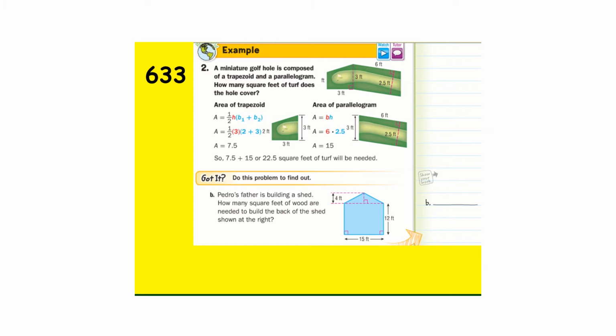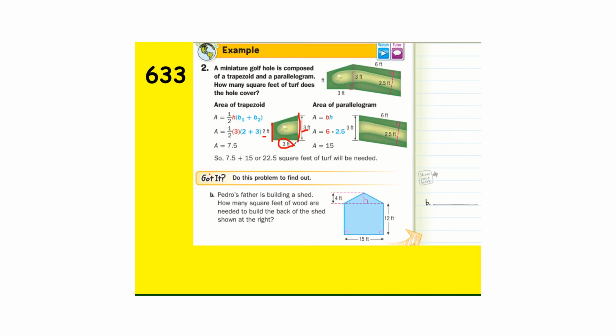First of all, you have to find your two bases on a trapezoid. Your bases are not always the top and the bottom. Sometimes they're the sides. Your bases are the two that are parallel. So looking at the golf course, which two are parallel? Okay, this one and this one. These are your bases, this 2 and this 3. So what about this 3 here? That's your height. That's the height of the trapezoid.